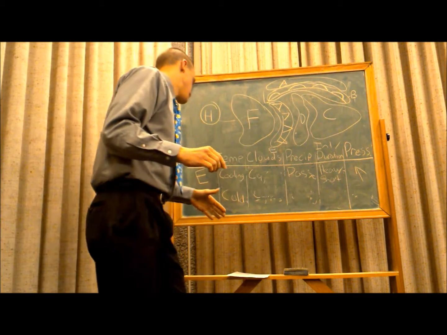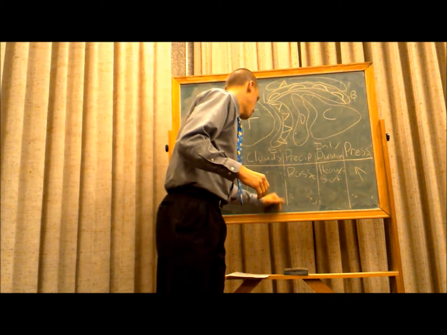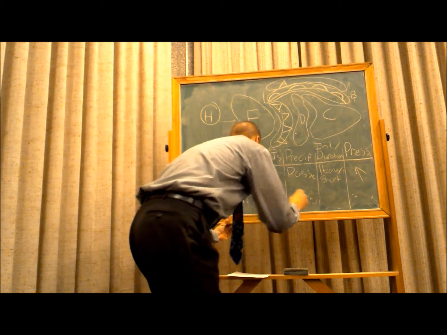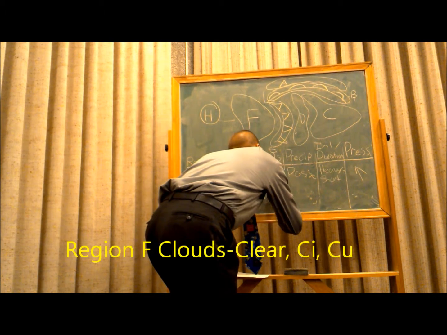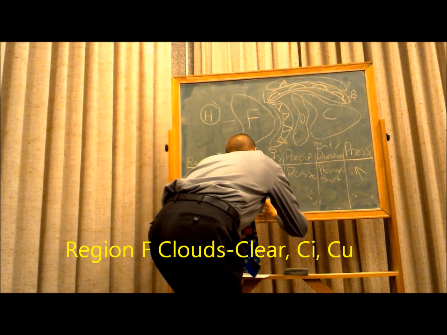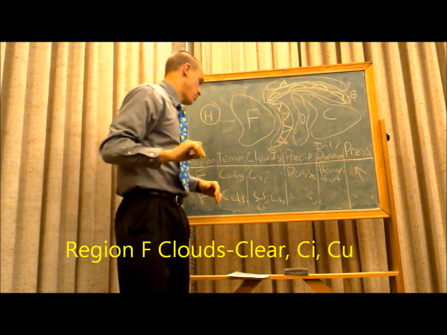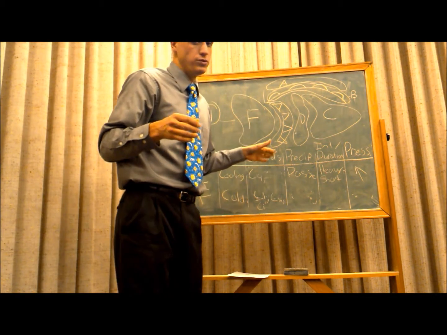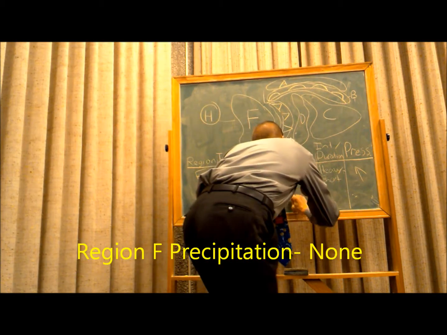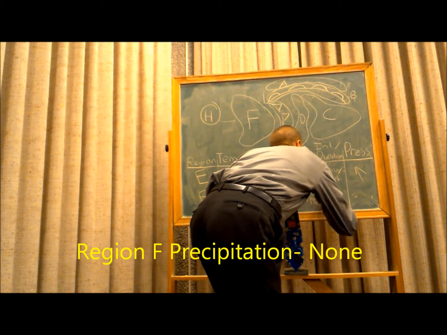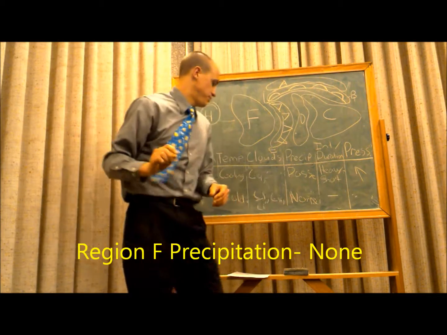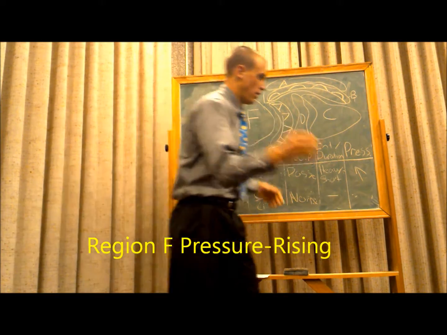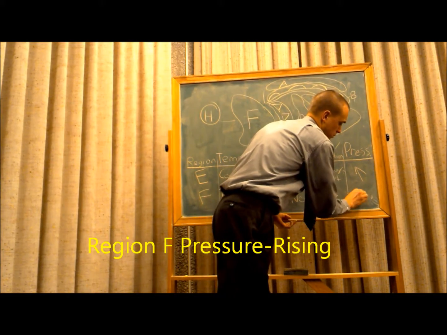Now the cloud types here, you're most likely going to see clear conditions, but if there are clouds, they're going to be cumulus or cirrus. Now, the precipitation is probably not going to happen after a cold front moves through an area. So I'm going to put none down here, and that means we don't have to worry about this category. Now, the pressure is continuing to rise. All right, so I'm going to put an upward arrow for rising pressure.